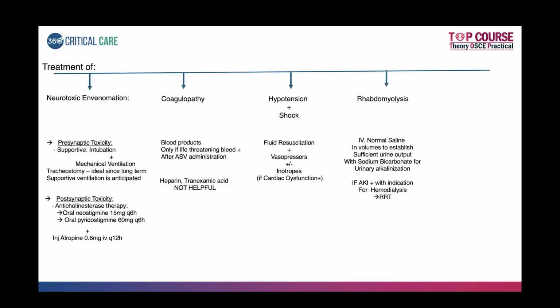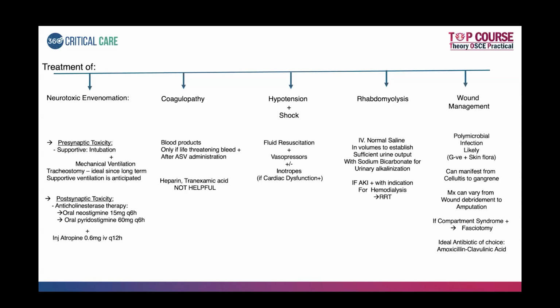And if rhabdomyolysis is there, IV normal saline in volumes to establish sufficient urine output with sodium bicarbonate for urinary alkalinization. If the patient has developed AKI, then there is no role of urinary alkalinization. You then assess the need for renal replacement therapy based on the indications. So the three important indications are refractory hyperkalemia, metabolic acidosis refractory to medical management, and oliguric or anuric volume overload.